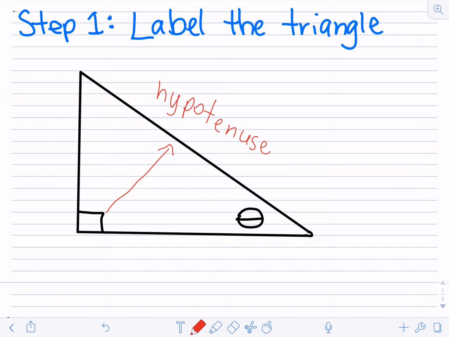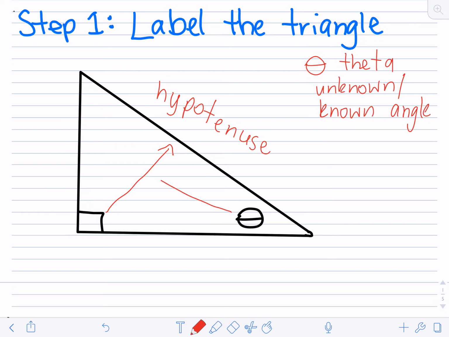And we see this little round circle with a line through it. We call that theta. And theta in mathematics represents an unknown angle, or known, and opposite the angle that's given is always the opposite side. And now you only have a third side left of the triangle, which we call the adjacent side. And you'll see that it's adjacent to the angle.